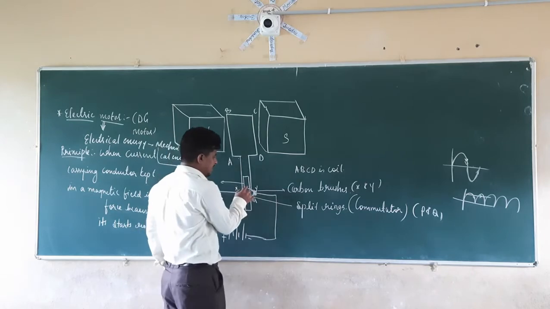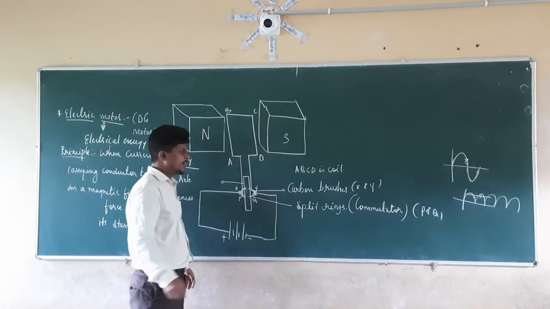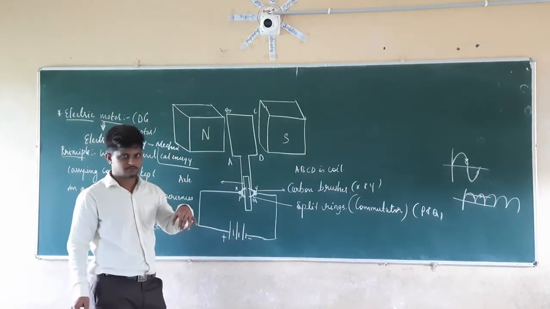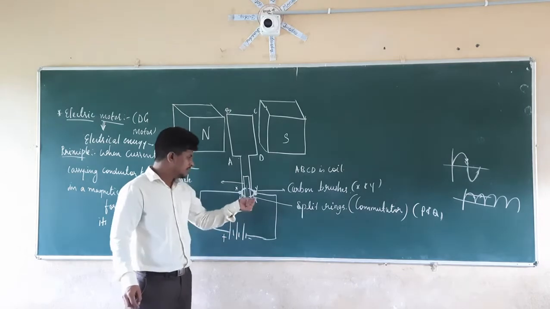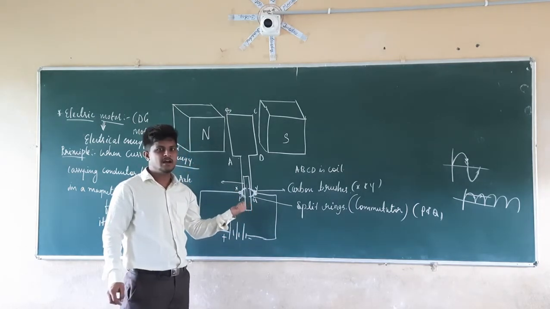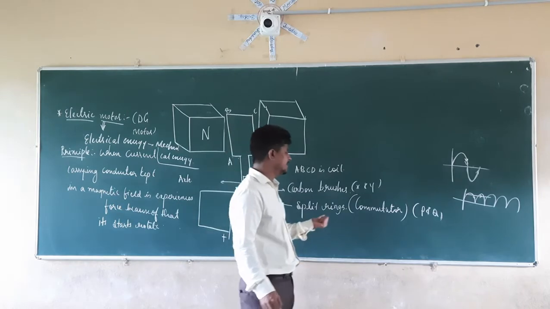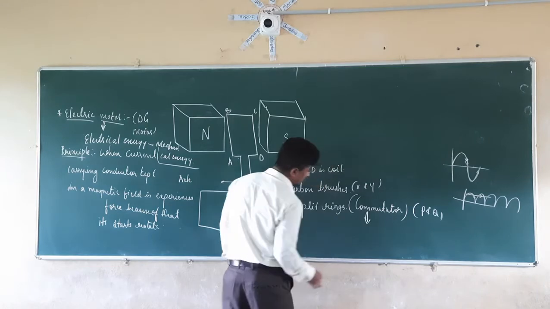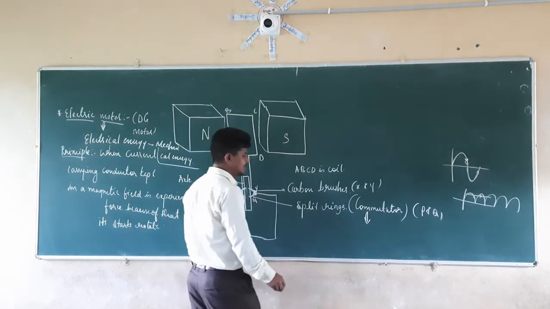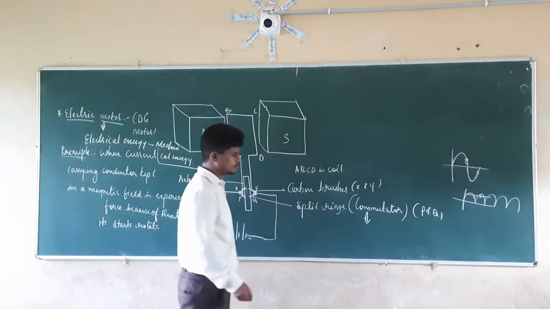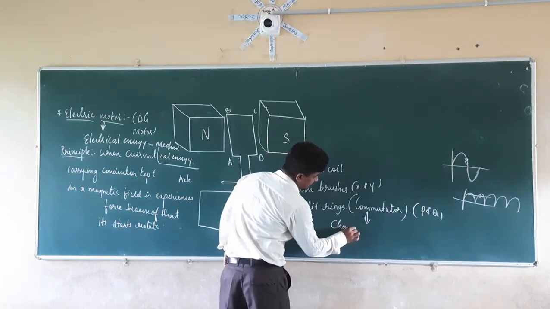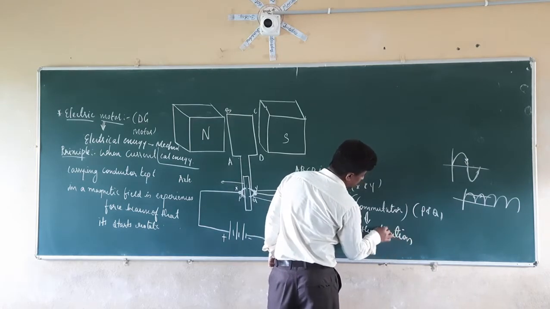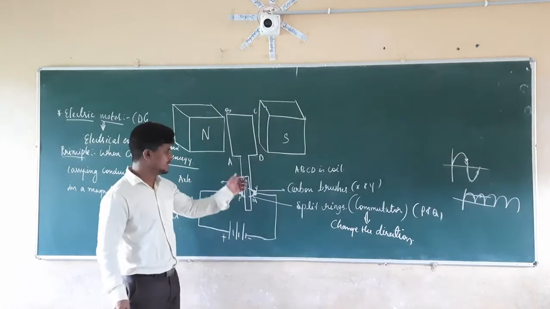Because of that, we are going to use the split rings to change the direction of the current after every half rotation. Because of that, split rings are also known as the commutator. That commutator is nothing but what? It is going to change the direction of the current at every half rotation. So commutator changes the direction. We are going to discuss that while discussing the working of this.